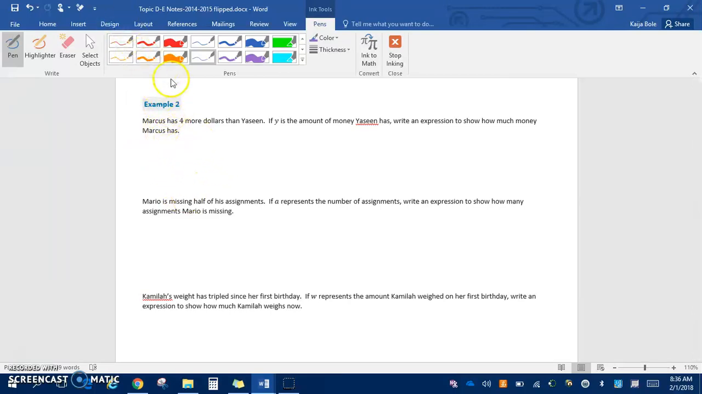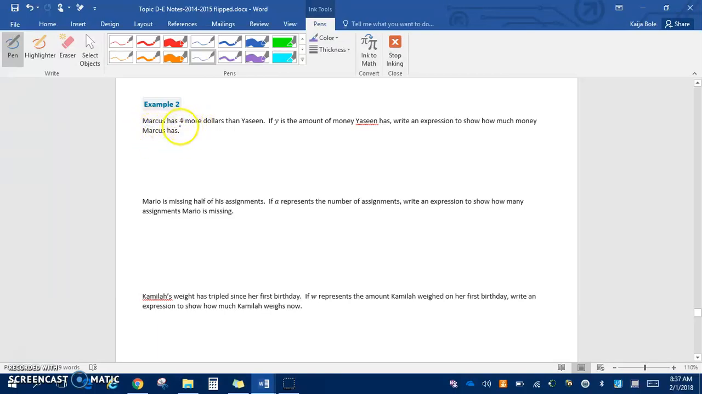So if we look at the first example, it says Marcus has $4 more than Yasin. If Y is the amount of money Yasin has, write an expression to show how much money Marcus has. So when you're reading these, we should read them twice. The first time just to read it through, and the second time we're going to go back and underline the important things. So we're going to read it again.